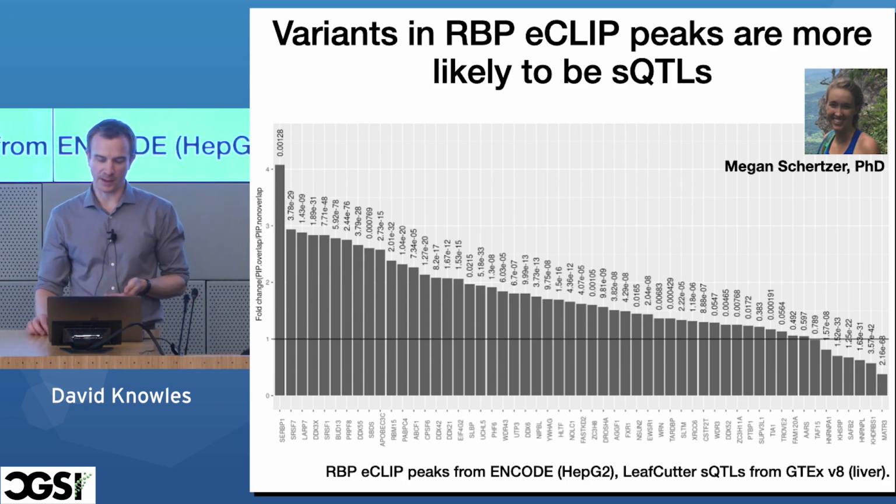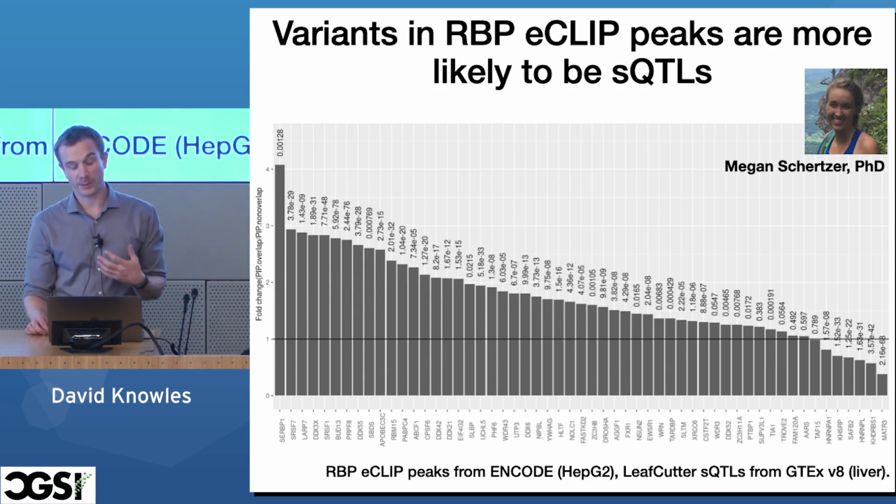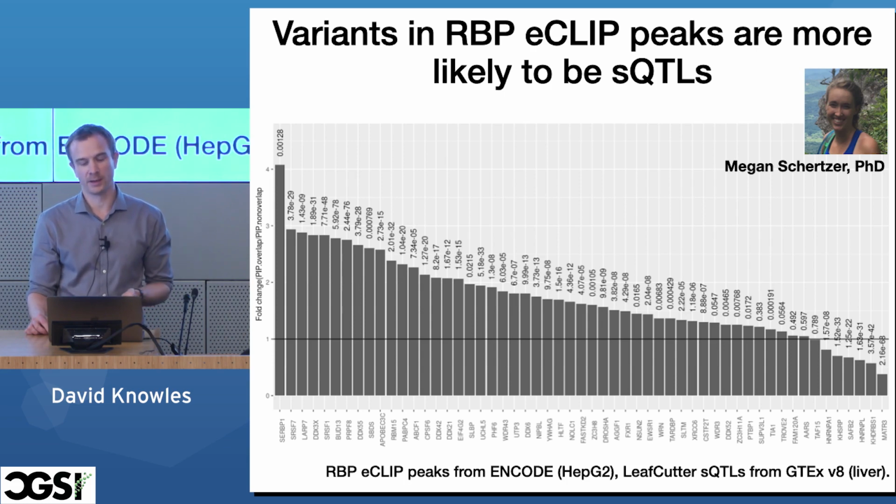So the first thing we wanted to look at is, are splicing QTLs enriched in those parts of RNAs that are bound by RBPs according to eCLIP? Here, my postdoc Megan Schertzer took those eCLIP binding peaks from ENCODE for HepG2, which is sort of liver-ish, and cross-referenced that with leafcutter splicing QTLs from GTEx for liver tissue. She found, across the majority of RBPs, quite strong enrichments that indicate that a variant is more likely to be a splicing QTL if it falls into an RBP binding peak.